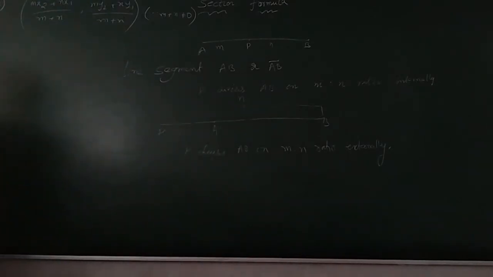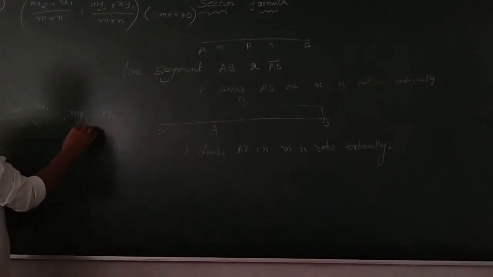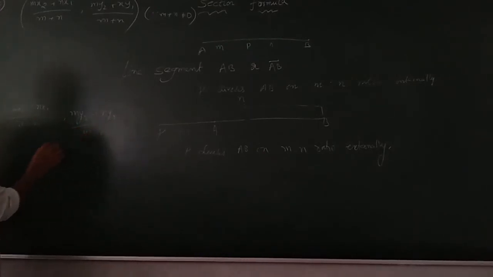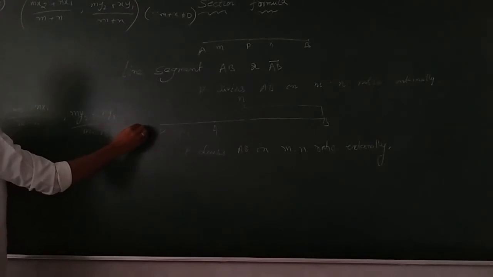Now the external case, the second one: mx2 minus nx1 by m minus n, my2 minus ny1 by m minus n. Here m minus n not equal to 0. Clear?